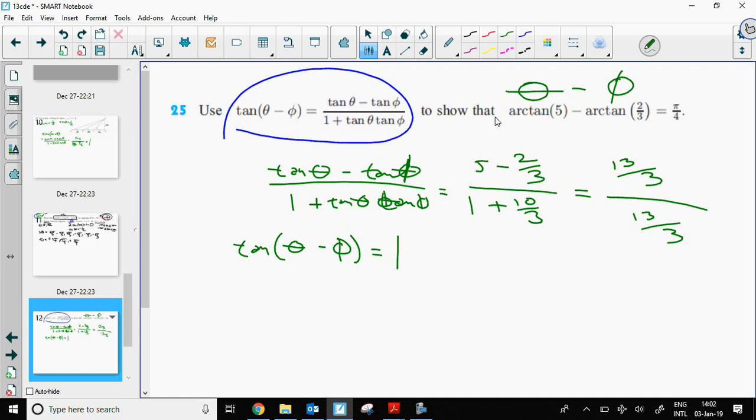Therefore, taking arctan of both sides, theta minus phi must be equal to pi over 4, and we know that theta is arctan of 5, and we know that phi is arctan of 2/3, so we got that. That's a neat question. I enjoyed that one.